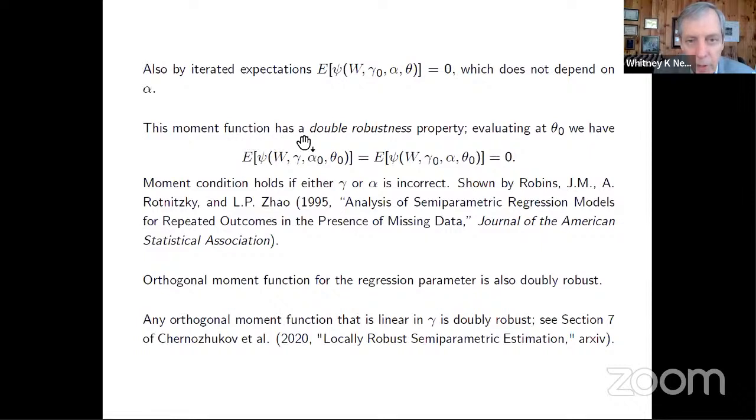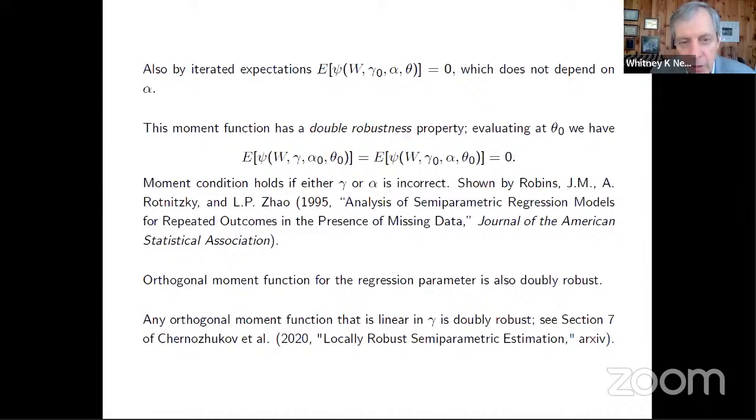And that's a property that's called double robustness. The expectation of this orthogonal moment function at the true parameter and any gamma is zero. And the expectation of this orthogonal moment function at the true gamma and the true theta is zero for all alpha. So for any gamma, you still have expectation zero, as long as you just vary gamma. And for any alpha, you still have expectation zero. This is now a quite famous property called double robustness, which shows up here. This is a doubly robust estimator.